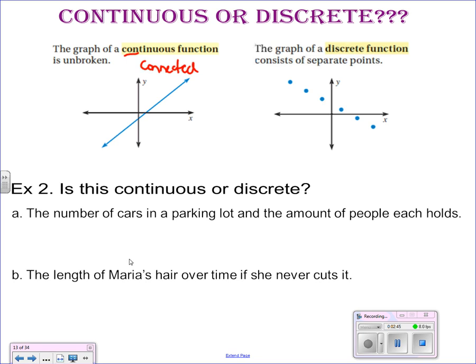So for example 2, I need you to tell me, is it continuous or discrete? The number of cars in a parking lot and the amount of people each holds. So cars is going to be a definite number, as well as people. Since both numbers are definite, meaning there's no half, you can't have half of a car or half of a person, so there are only definite wholes, this would represent a discrete situation.